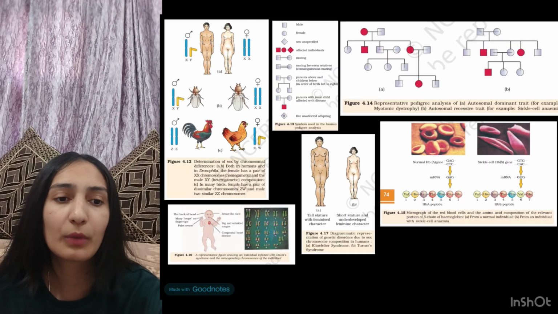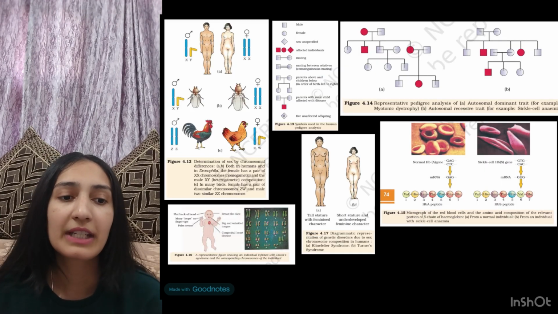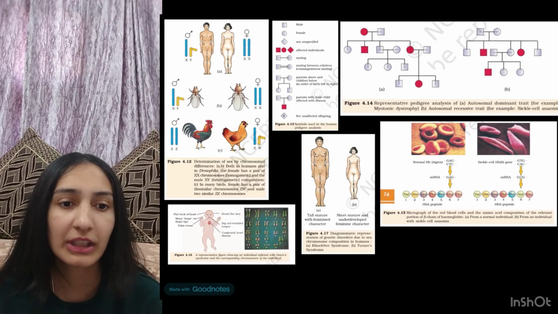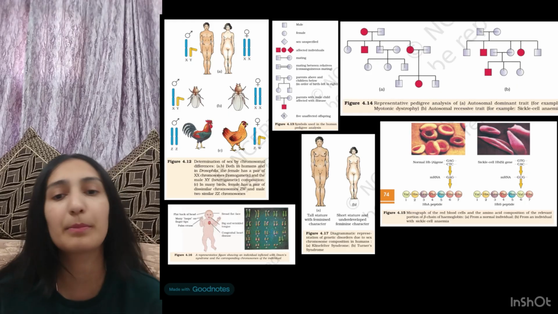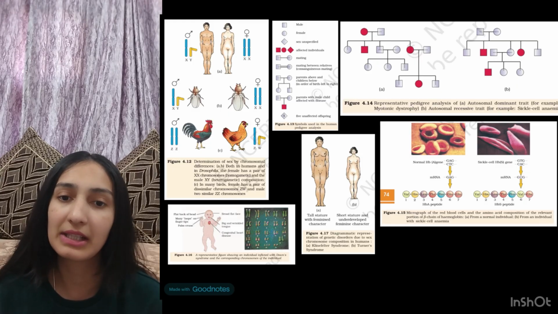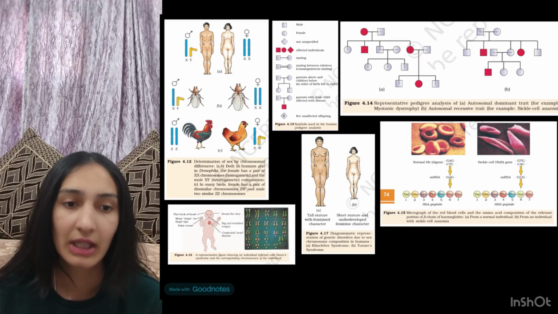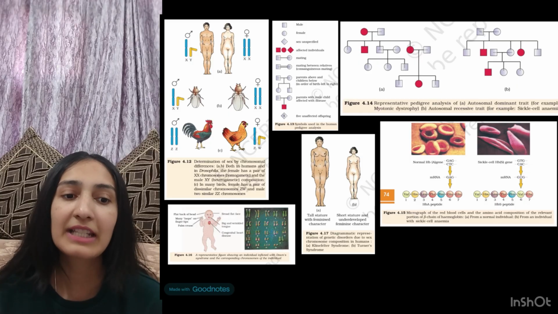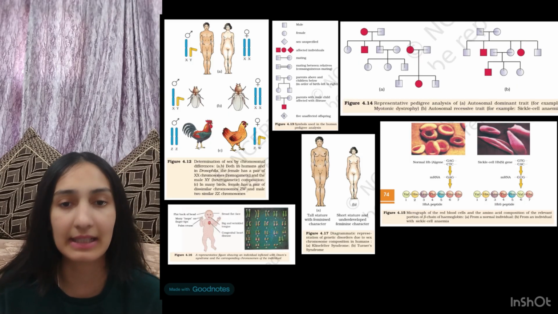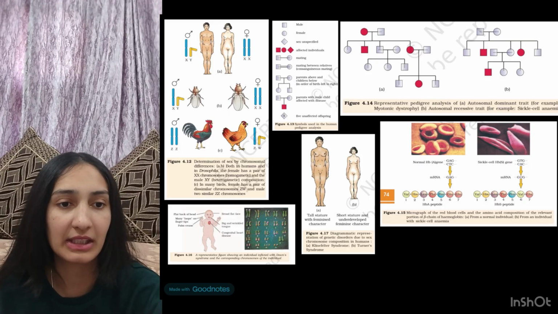Now figure 4.12, determination of sex by chromosomal differences in A and B. Okay, and both in humans and in Drosophila the female has a pair of XX chromosomes, that is homogametic. Homo means similar, and the male has XY heterogametic composition where the males have different types of chromosomes. See, in many birds the female has a pair of dissimilar chromosomes ZW and the male has two similar, that is ZZ chromosomes. You need to remember these.